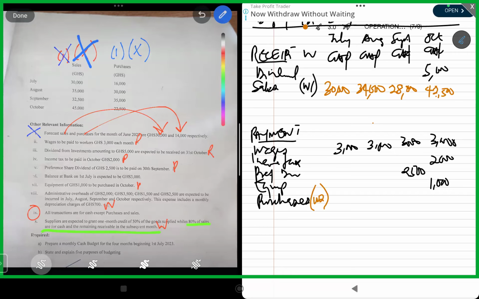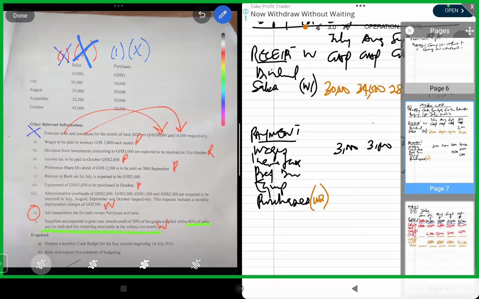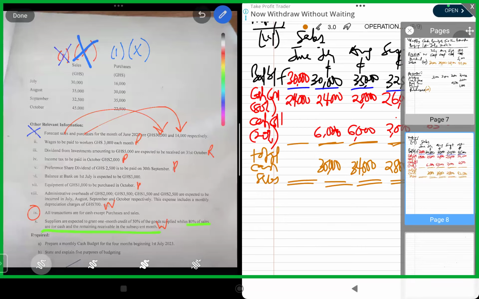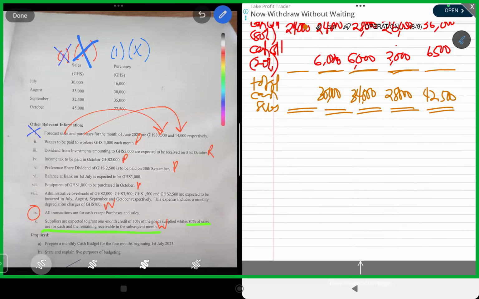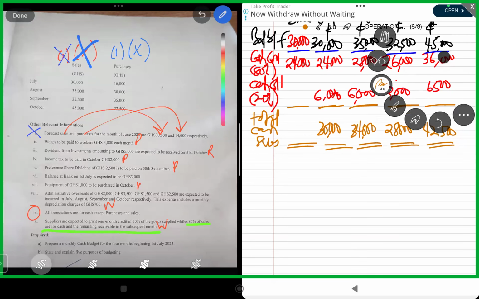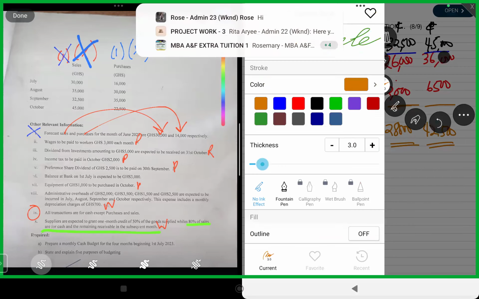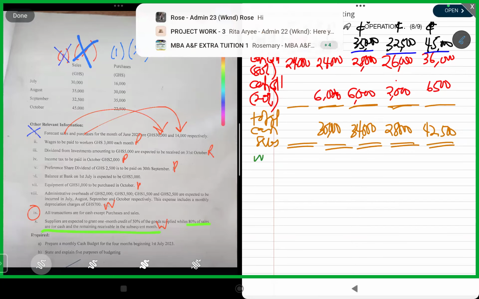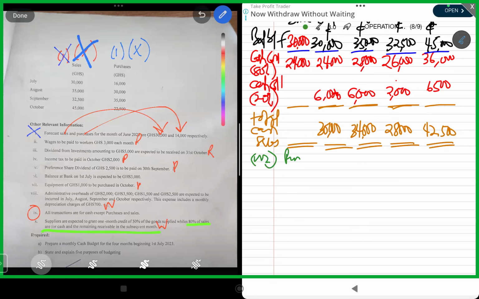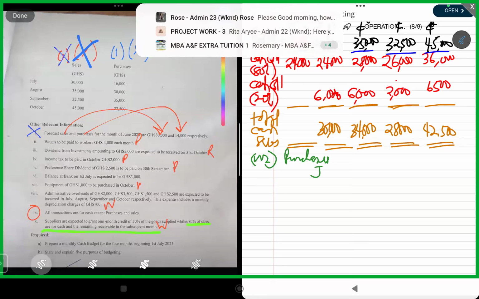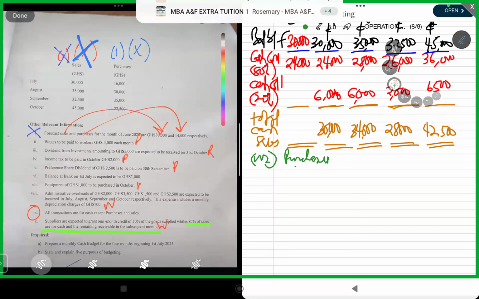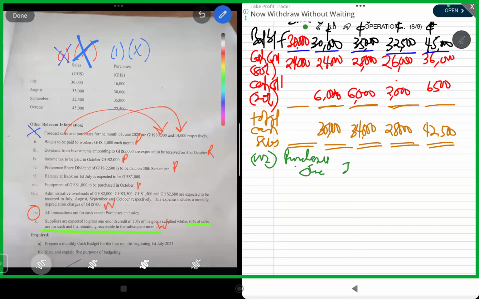Working 2. We'll start with purchases. We also begin with the months: June, July, August, September, October.